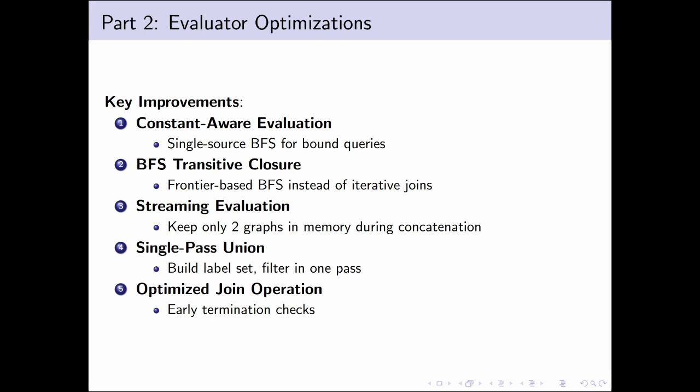For queries involving the union of multiple labels, we evaluate all labels in a single graph traversal. We build a label set for fast lookup and then iterate the graph once, which filters edges by label membership. This avoids multiple separate graph traversals and eliminates intermediate graphs for individual labels. Our join operation includes early termination checks, skipping source nodes with no outgoing edges and intermediate nodes that can't produce matches. We also manipulate adjacency lists directly, to avoid the overhead caused by full edge addition methods.